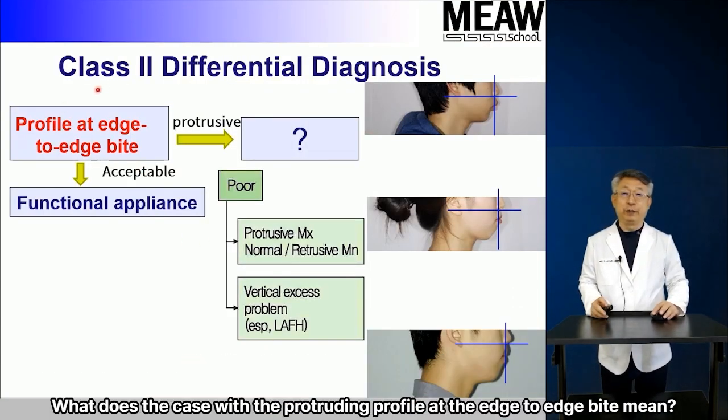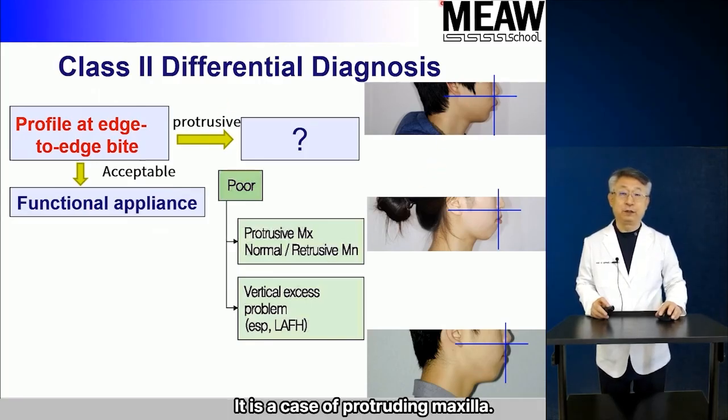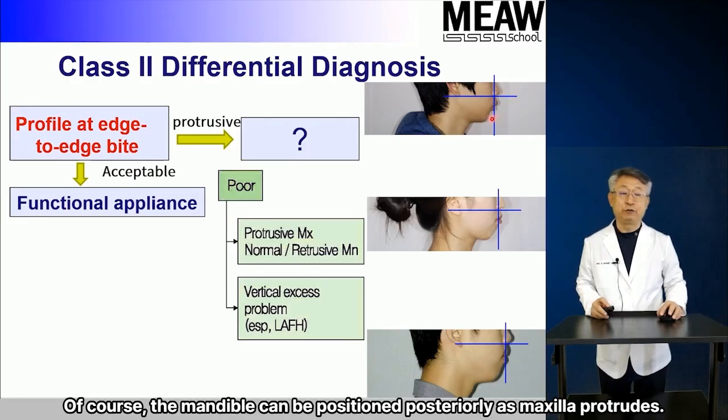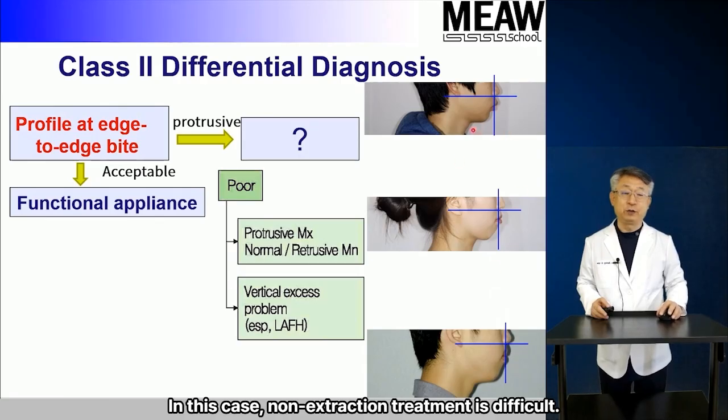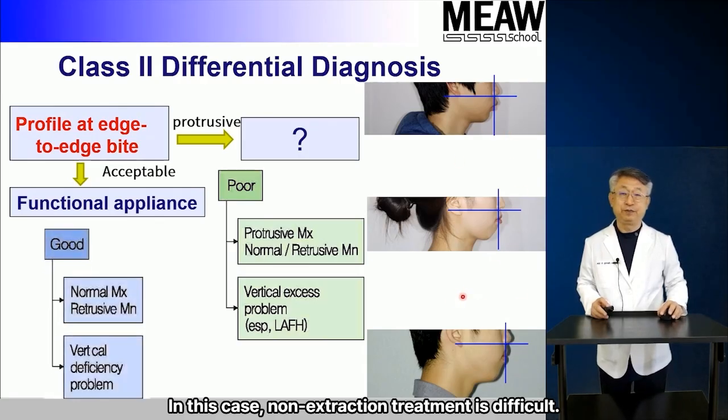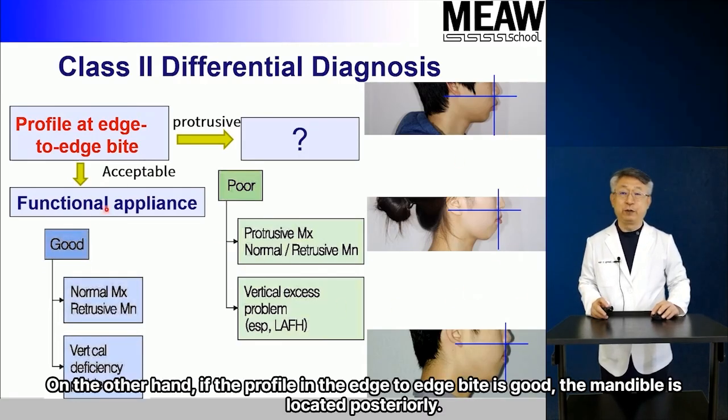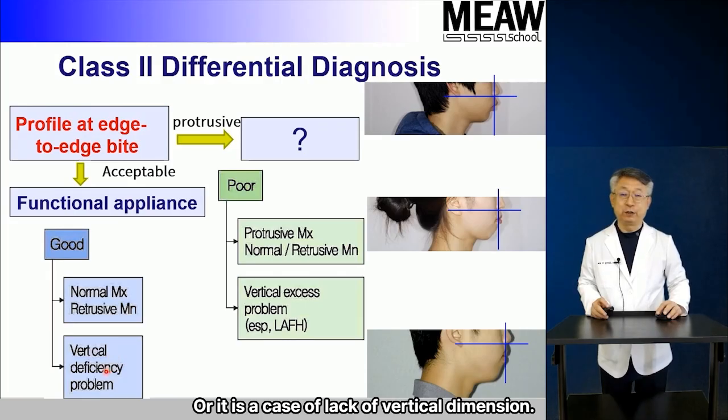What does the case with the protruding profile at the edge-to-edge bite mean? It is a case of protruding maxilla. Of course, the mandible can be positioned posteriorly as the maxilla protrudes. Or it may be a case of increased lower anterior facial height. In this case, non-extraction treatment is difficult. On the other hand, if the profile in the edge-to-edge bite is good, the mandible is located posteriorly, or it is a case of lack of vertical dimension. As it increases vertically, the profile becomes good.